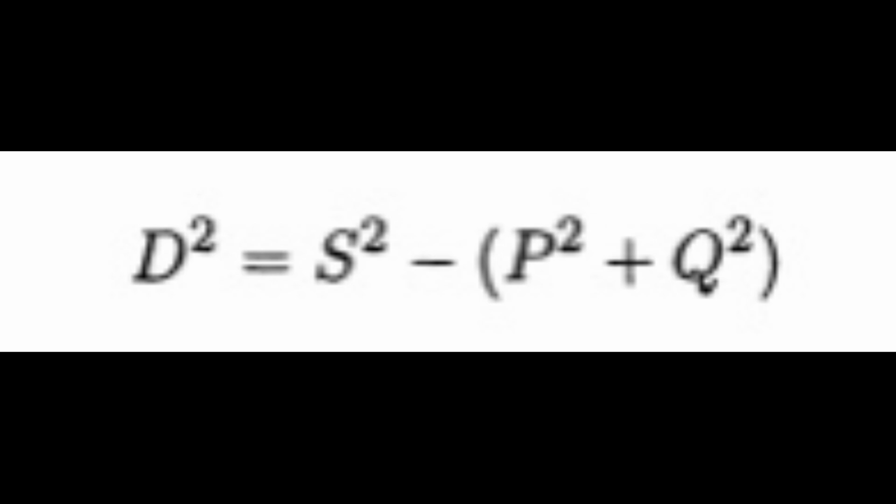And when you want to calculate distortion, distortion square is equal to apparent power square minus the addition of P square plus Q square, where P is the active power and Q is the reactive power. So when you subtract the active power square and reactive power square from the apparent power square, you will get the distortion power.